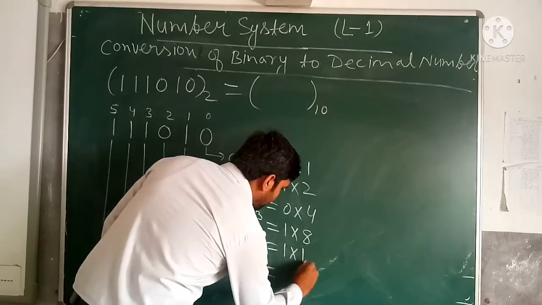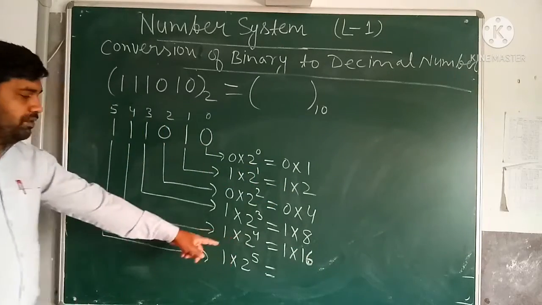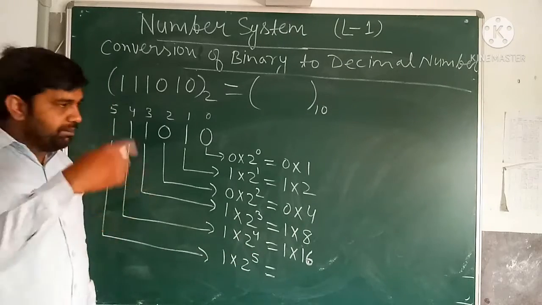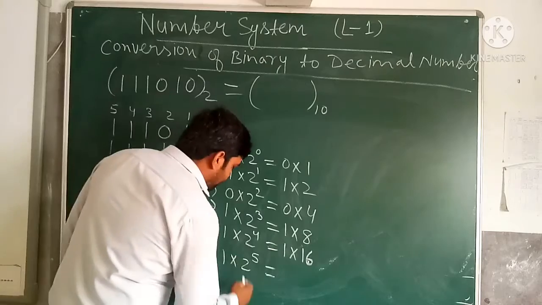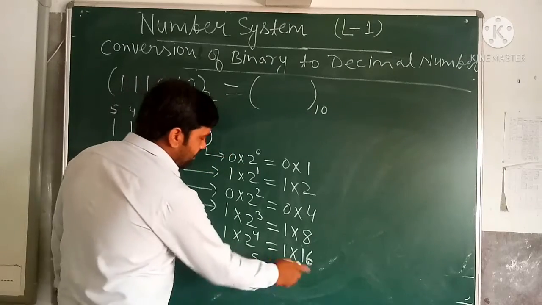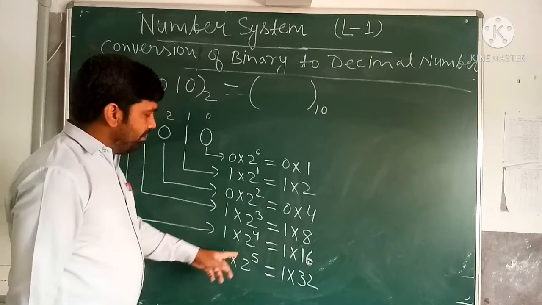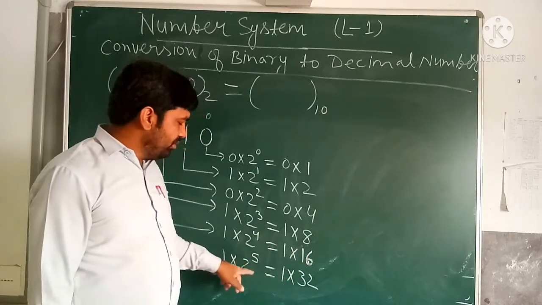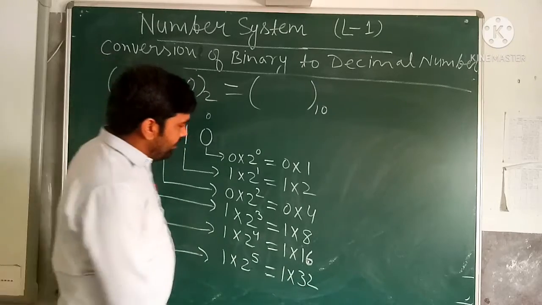Now the value of 2 to the power 4 is 16. 1 into 16. 2 to the power 4 means 2 multiplied by itself 4 times: 2 multiplied by 2 multiplied by 2 multiplied by 2, which is 16. The value of 2 to the power 5 is 32, so 1 multiplied by 32. If you multiply 2 by itself 4 times you get 16, and one more time makes 5 times, which is 32. Now we have to add all these values.